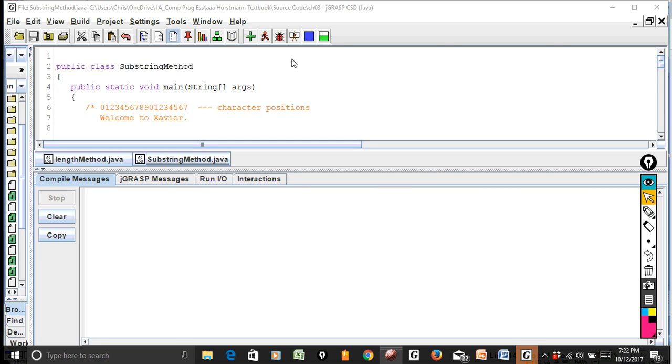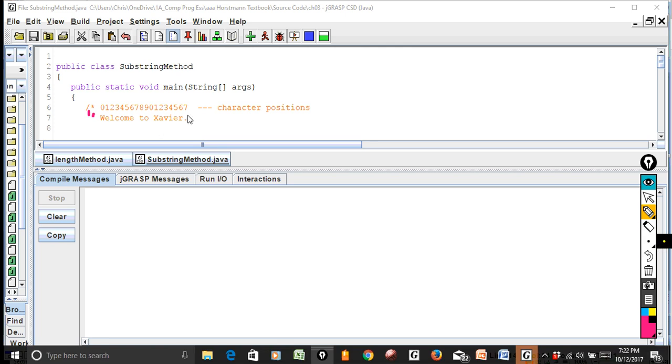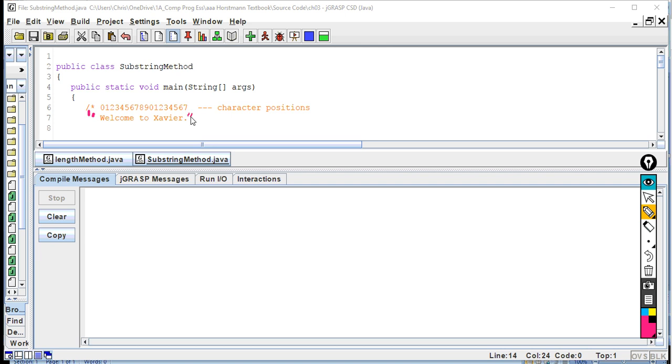Okay, we are going to deal with the substring method today in this video, and the substring method is just another one of those methods from the string class. As we take a look at it here, we have a string, and then we have numbers above it. These numbers represent character positions, and this is very important you understand this. So these are position numbers for each character.